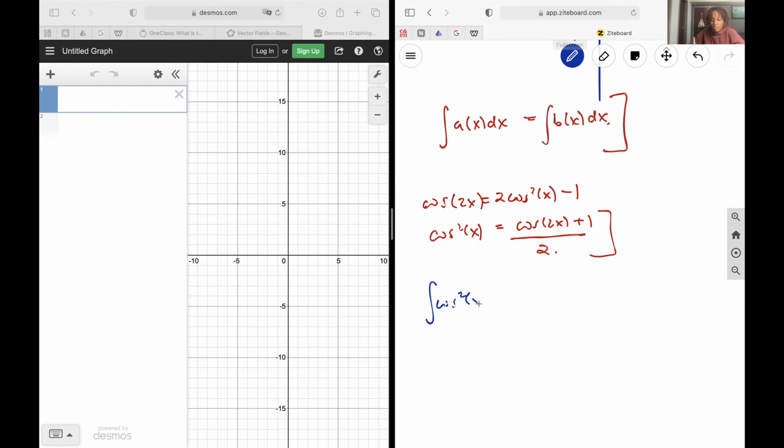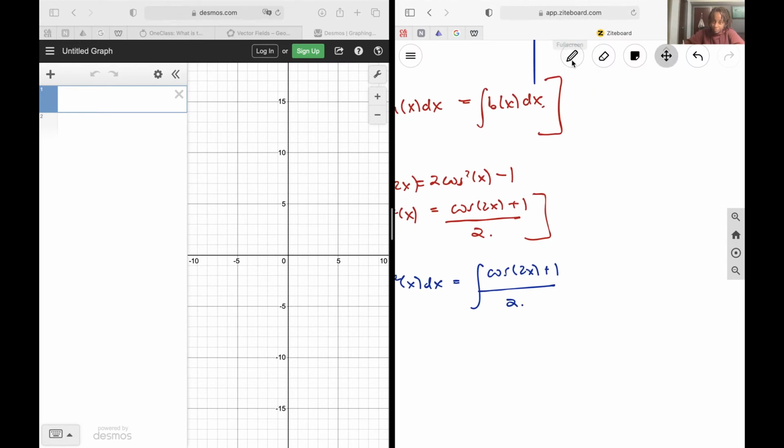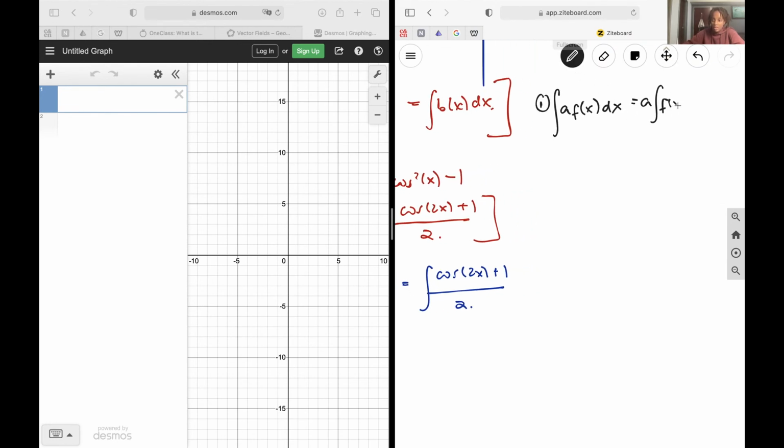The integral of cos squared x dx is equal to the integral of (cos 2x plus 1) all over 2. And then now we're going to use some integral properties. The first one that we'll be using is that the integral of a constant a times a function of x dx is the same thing as if you pulled out that constant and just had the integral of f of x dx.